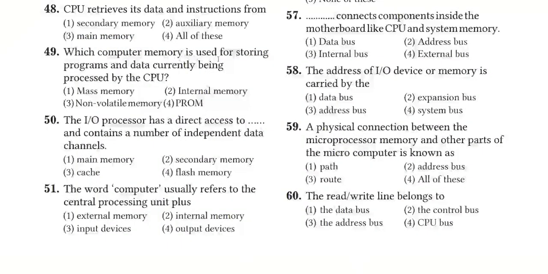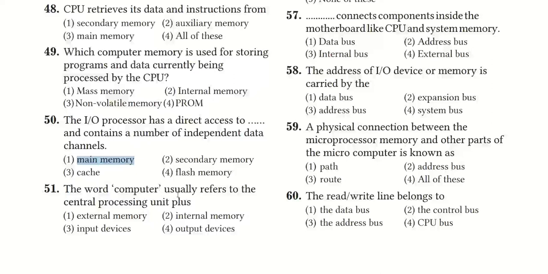Which computer memory is used for storing programs and data currently being processed by the CPU? It is being stored in the internal memory of the computer. The input and output processor has direct access to the main memory and contains a number of independent data channels.